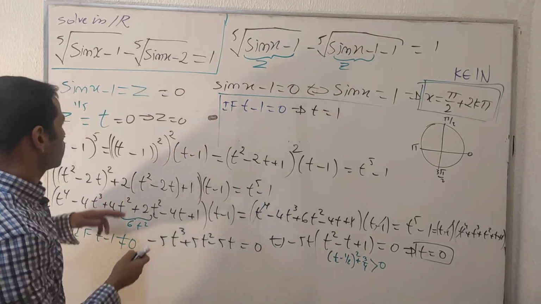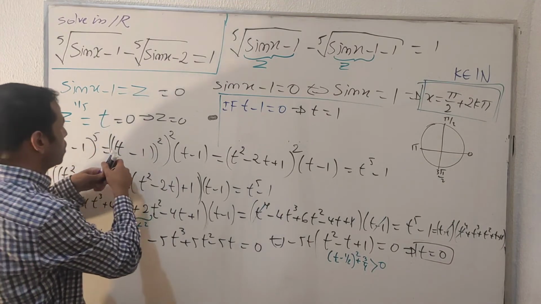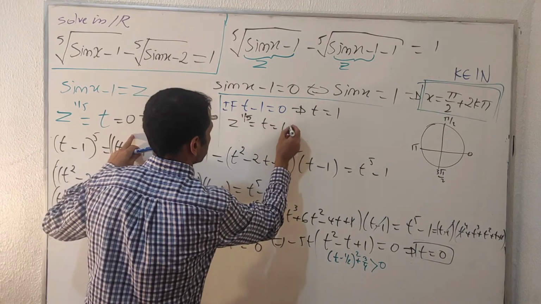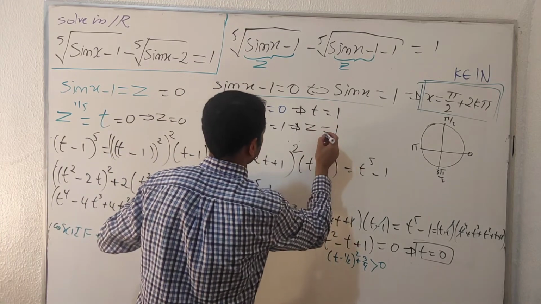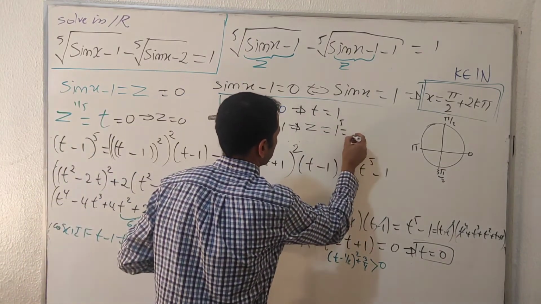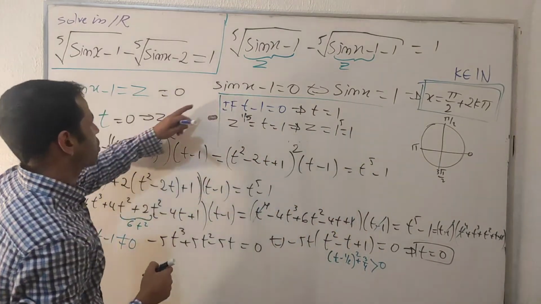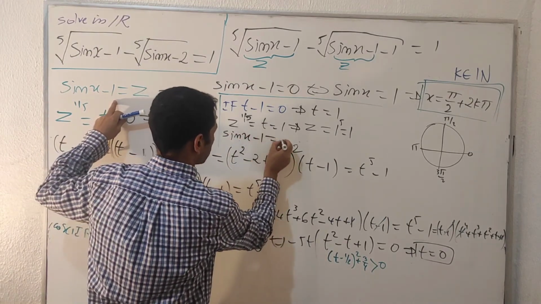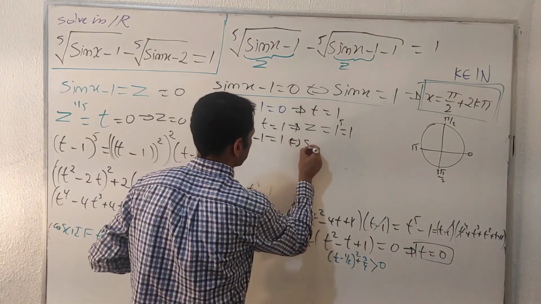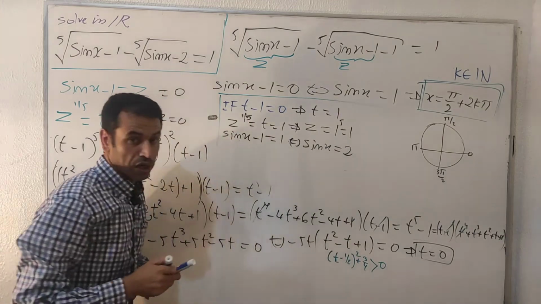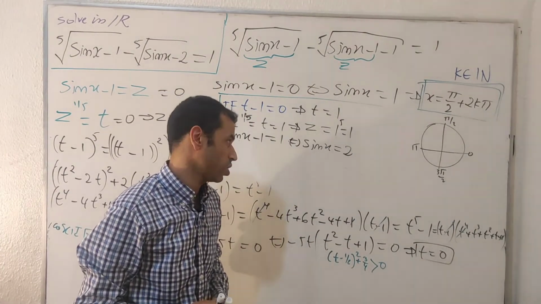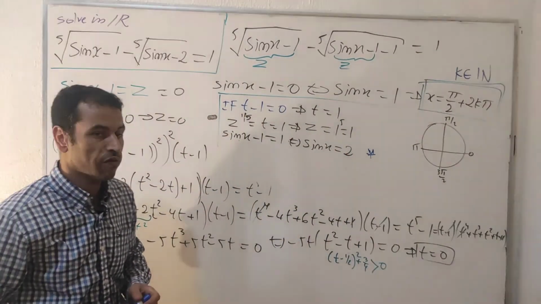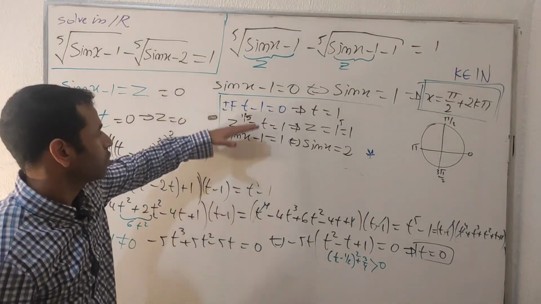If t equals number 1, by going back to the substitution, I get z to the 1 over 5th equals t equals number 1. This is telling us z equals number 1. Raising to the power 5 on both sides, I get 1 to the 5th, which is number 1. Z equals 1, which means sine of x minus number 1 equals 1. By taking minus number 1 to the right, I get sine of x equals number 2. Sine x equals number 2 is ridiculous, a big contradiction, which is impossible. Sine x is always less than or equal to number 1.